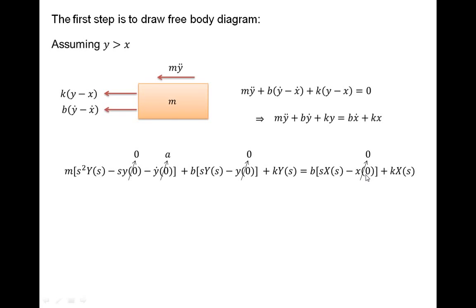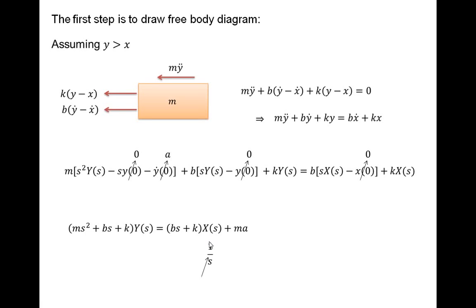Because the input is a step function, and for the step function at time t less than 0, the function is 0, and for time bigger than 0, it is a constant value, and for the unit step function the value is 1. So if I rearrange this relation, I will have (m s squared plus b s plus k) multiplied by Y(s) equal to (b s plus k) X(s) plus m a. I just brought m a to the right hand side.